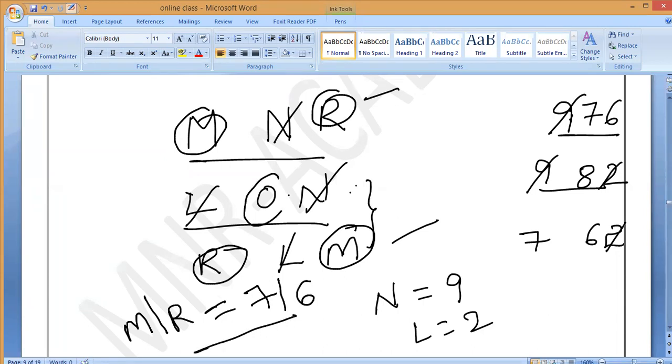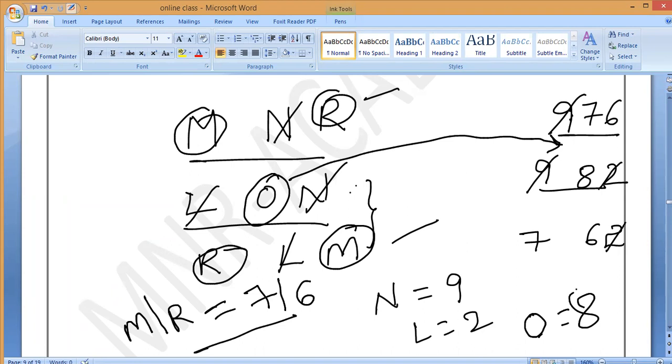And O alone is direct coding. Directly we can say O equals 8. Understood? So like this you can find.